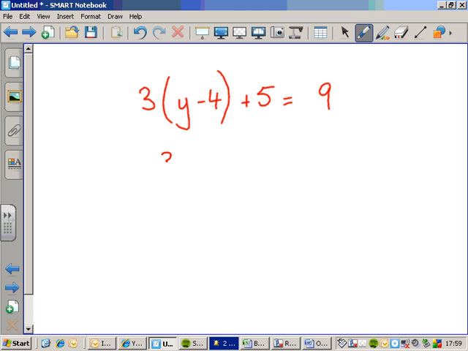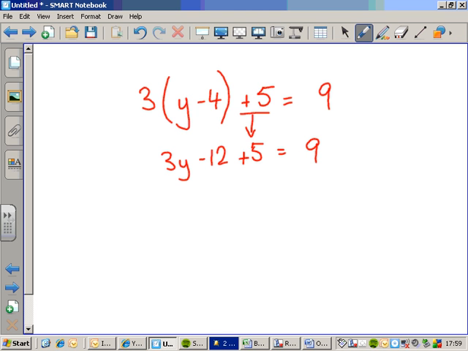3 times y is 3y. 3 times minus 4 is minus 12. Don't forget, you've still got that plus 5. Just bring it down. It's not part of the brackets, so it doesn't get multiplied out. It's just something that we deal with actually now that we've done the other bit about multiplying the brackets.